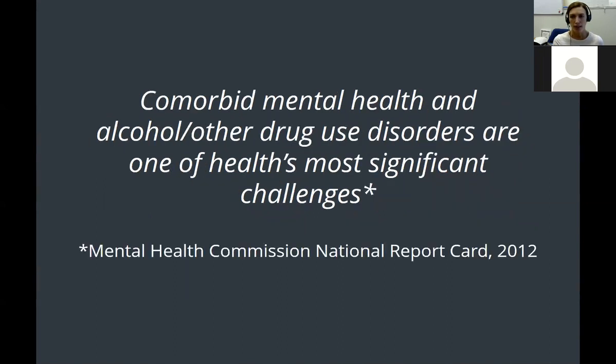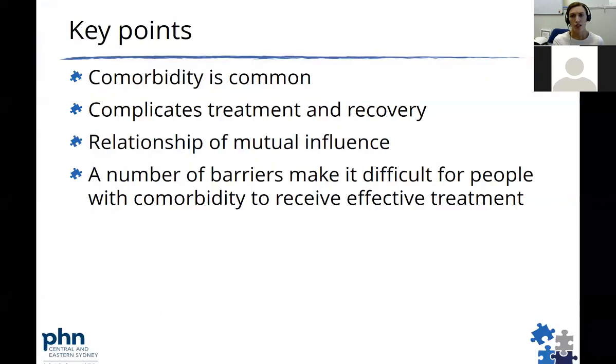And in fact, comorbidity has been identified by the Mental Health Commission as one of health's most significant challenges. So the key points so far: comorbidity is common and it can complicate a person's treatment and recovery. Once comorbidity has been established, it's most likely that the relationship between disorders is one of mutual influence, and a number of barriers make it difficult for people with comorbidity to receive effective treatment.